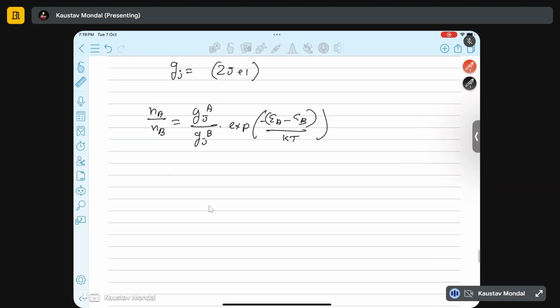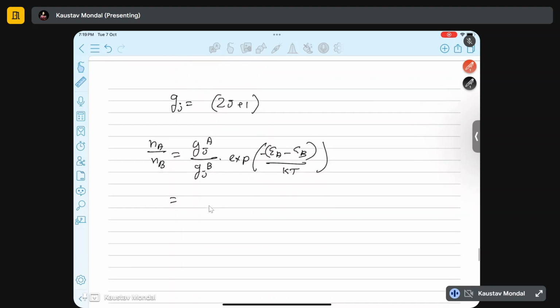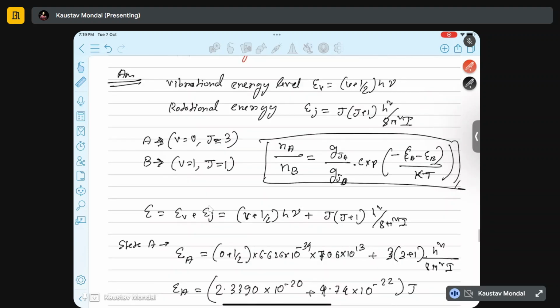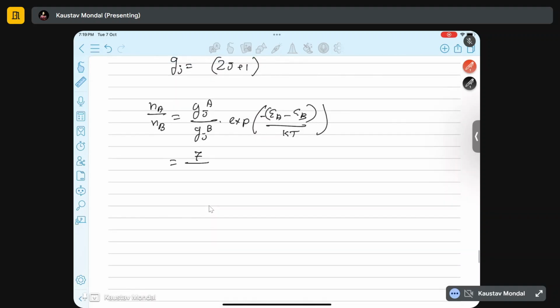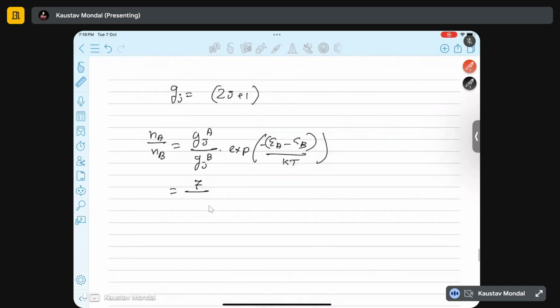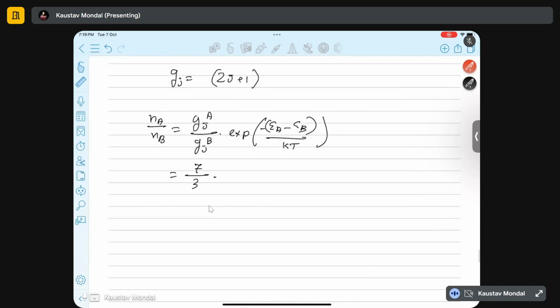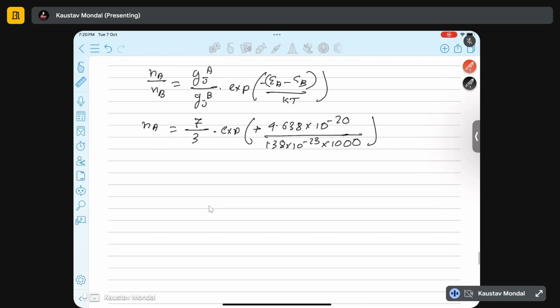Okay, now here Gja is basically 2 into J plus 1, so in the first case the J was 3, right? So 2 into 3, 6 plus 1, 7. And in the next case the J is equal to 1, so 2 into 1 plus 1, so 3, into exponential energy difference. You already know minus minus will become plus 4.638 into 10 to the minus 20 by Kt, 1.38 into 10 to the minus 23 into 1000. Temperature is mentioned in the problem, that is 1000 Kelvin. That's basically Na by Nb.